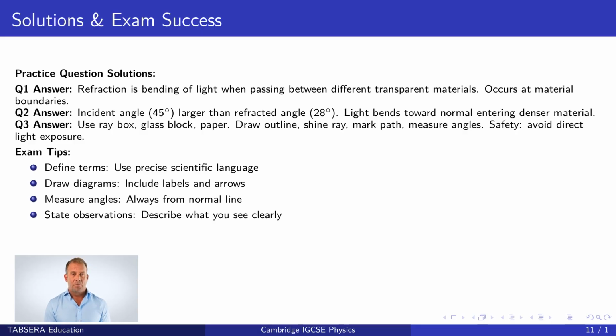Let's review the solutions to build confidence. For question 1, refraction is the bending of light when passing between different transparent materials. It occurs at the boundaries between materials with different optical properties. For question 2, the incident angle of 45 degrees is larger than the refracted angle of 28 degrees. This happens because light bends towards the normal when entering a denser material like glass. For question 3, the method uses a ray box, glass block, and paper. Draw the block outline, shine a ray at an angle, mark the light path, and measure angles with a protractor. Safety requires avoiding direct exposure to bright light.